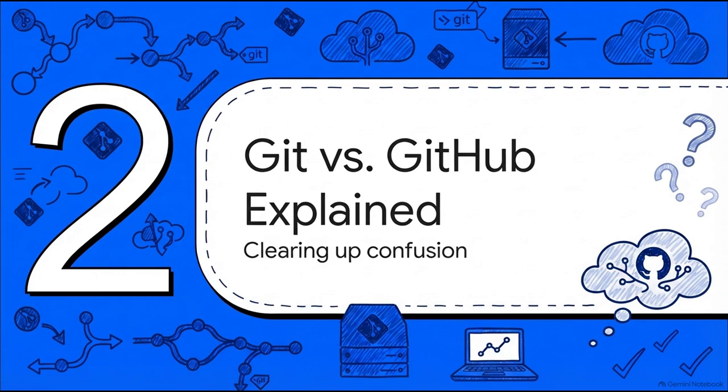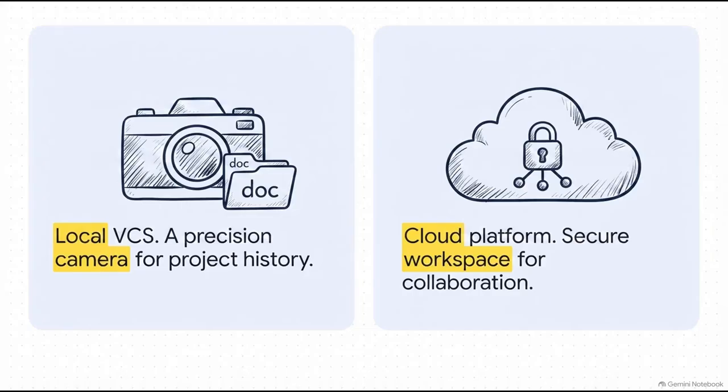Moving right along to Section 2, Git versus GitHub explained. Clearing up the confusion. Before we even think about touching a terminal, we need to clear up what is literally the most common point of confusion for newcomers. Git and GitHub are absolutely not the same thing. They're two different beasts. First, we have Git. Git is a local, distributed version control system that was actually created by Linus Torvalds back in 2005. It runs directly on your computer's operating system, completely offline. The best way to think about Git is like a supercharged, high-precision camera for your project folder. It takes precise snapshots of your entire directory, meticulously tracking every single line you add, modify, or delete.